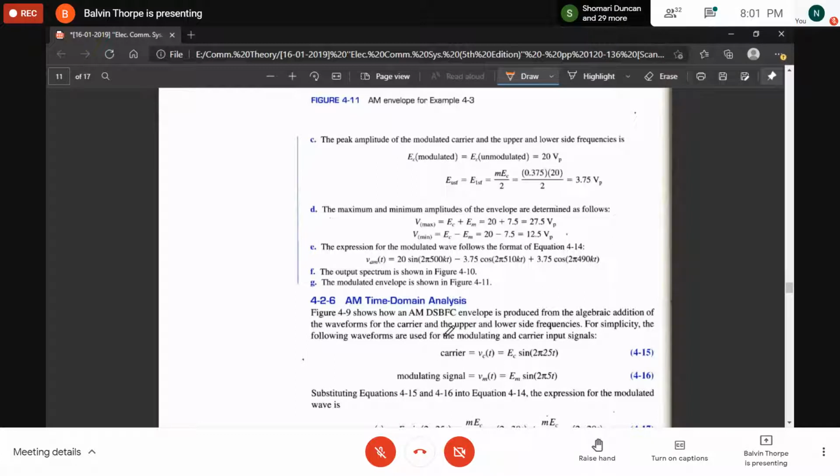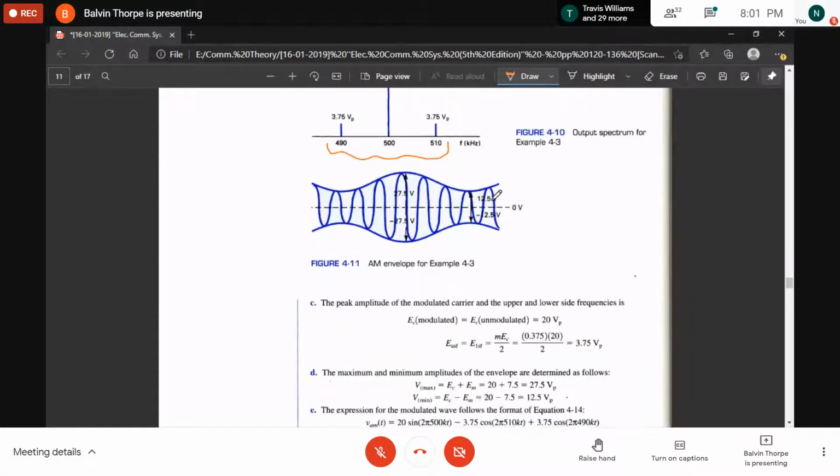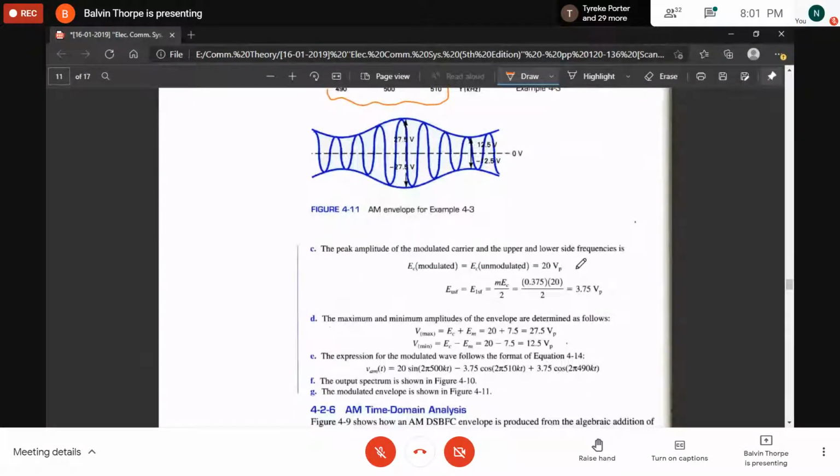The spectrum we talked about already, and the envelope we talked about already, which is here. Any questions in terms of that problem?